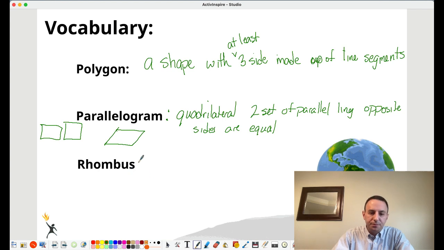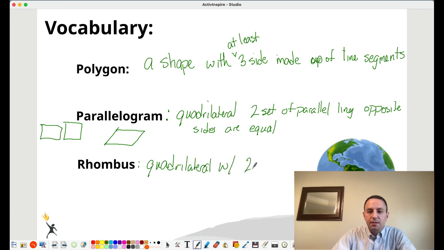Then we've got a rhombus. A rhombus is a more specific parallelogram, so it has the same rules as a parallelogram. It's a quadrilateral with two sets of parallel lines. But here's where it changes: and 4 equal sides.